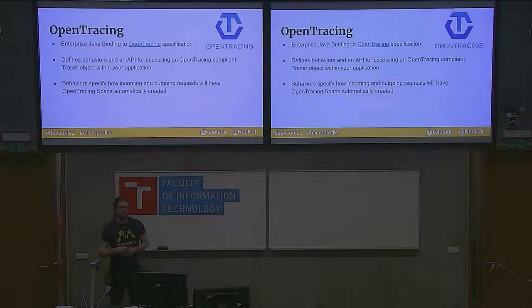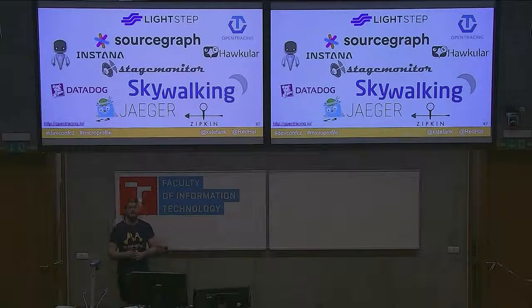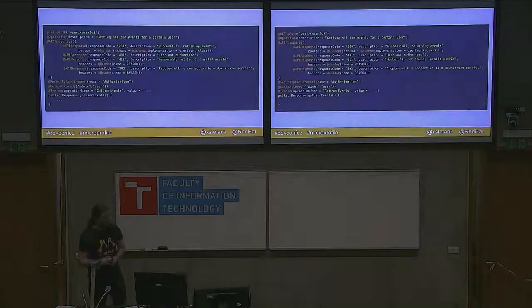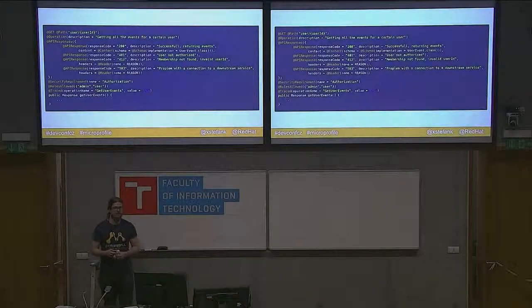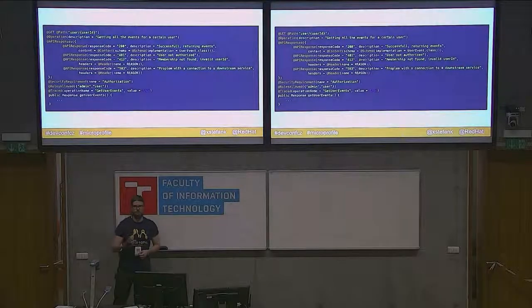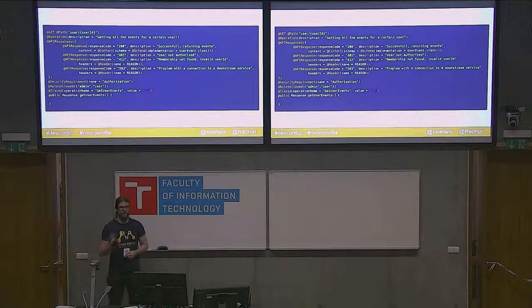It again builds up on yet another specification, which has the same name, OpenTracing. And there are many implementations or software that is compatible with this specification. The most used ones are Jaeger and Zipkin. So how can you use this in your code? If you just include MicroProfile OpenTracing on the classpath, you will directly get tracing for each JAX-RS method.